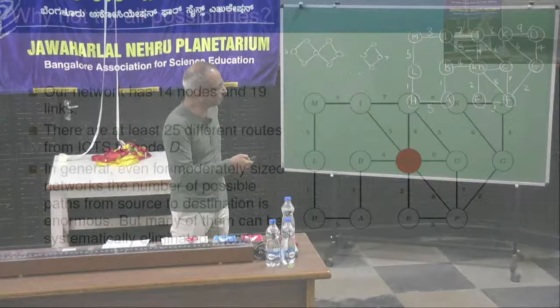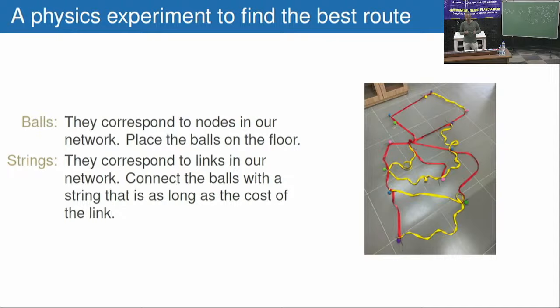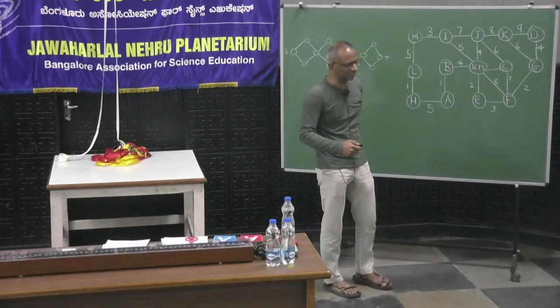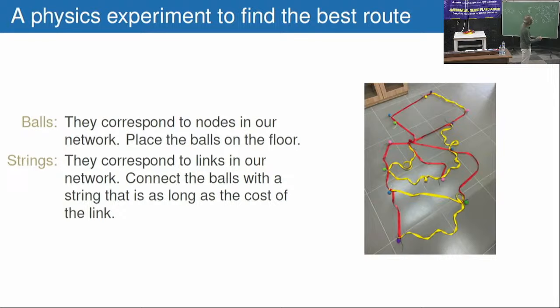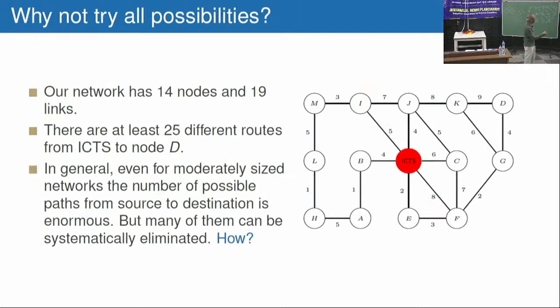So I'm going to change tracks and suddenly talk about a physics experiment. So here is what I propose to do. For each of these locations, I will have a little ball, and I will connect these balls by little ribbons or strings, and the length of that string will be measured and will be equal to whatever was the length here. So there is a ball called M, there is a ball with label I, and there is a string of length 3 connecting them. Okay.